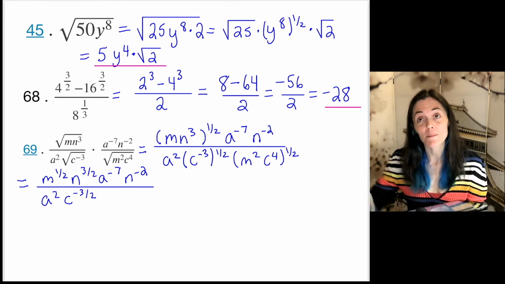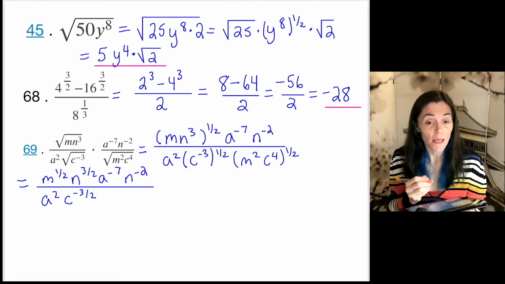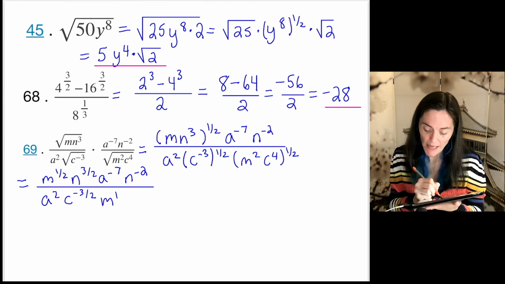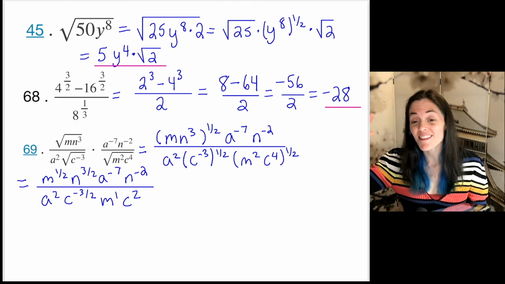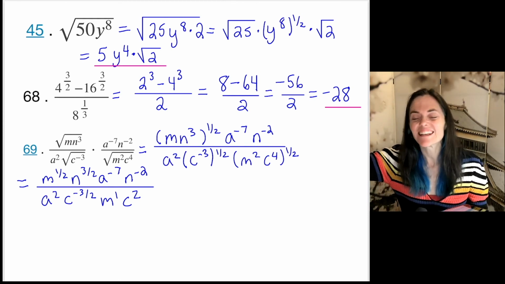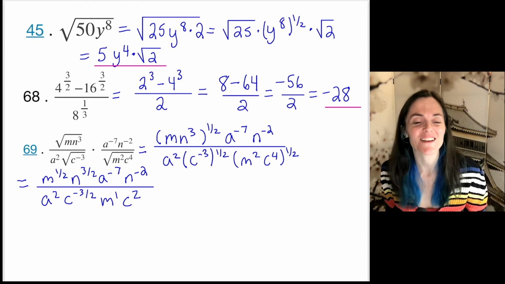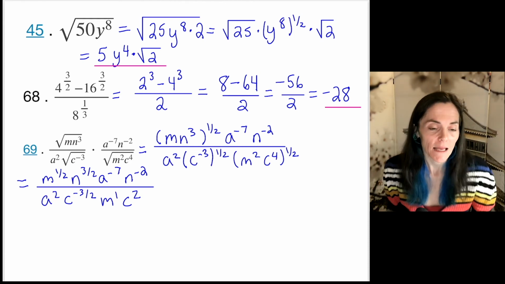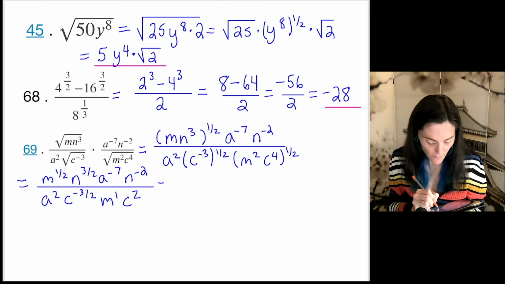Power to a power, we multiply. This will be m to the 1. And we have c to the 4th to the 1/2, we multiply. 4 times 1/2 is 2. So this is my first step, and I think it makes it a little bit less confusing.